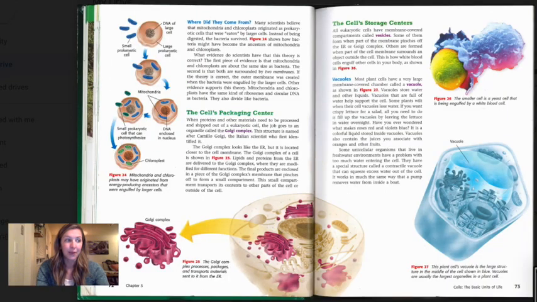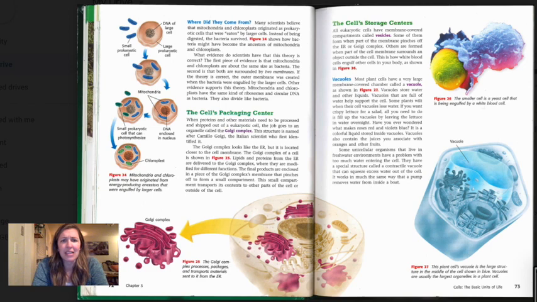Page 72. Where did they come from? Many scientists believe that mitochondria and chloroplasts originated as prokaryotic cells that were eaten by larger cells. Instead of being digested, the bacteria survived. Figure 24 shows how bacteria might have become the ancestors of mitochondria and chloroplasts.